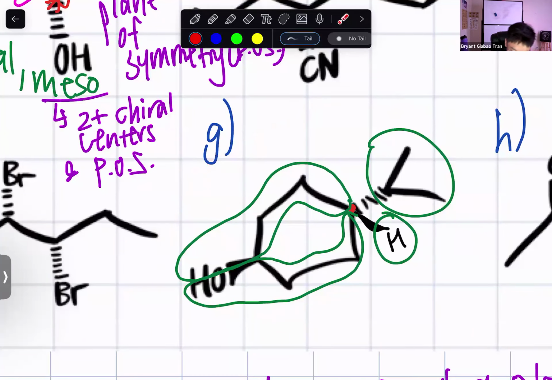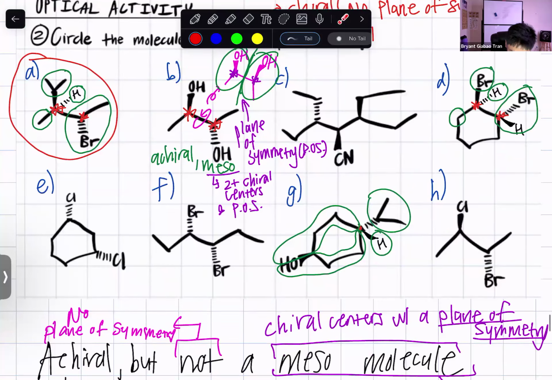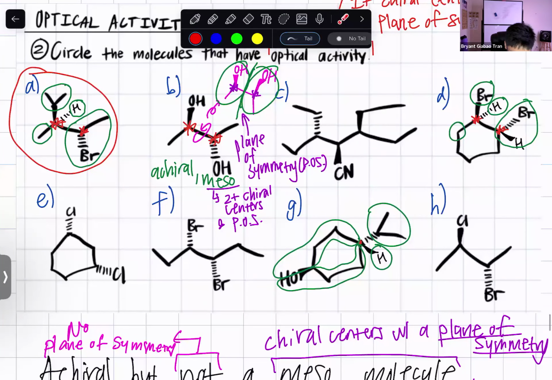So the rings here are very tricky, right? Because of the plane of symmetry. Oh wait, that's another way to say it's achiral, right? There's a plane of symmetry going down here. There's no chiral center, and there's also a plane of symmetry here.